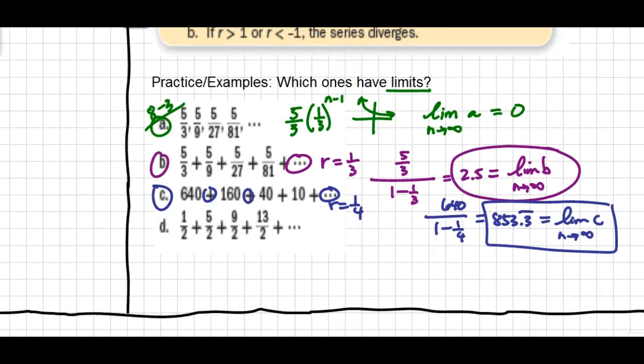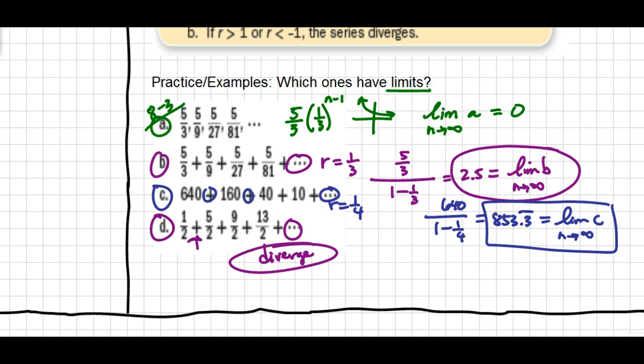Our last one here is D. Again, it is a series and it does go on forever, but we want to determine if it's arithmetic or geometric. And you'll see that there is nothing you can multiply by to get from one term to the next. We are adding here. So this one is arithmetic, so it's going to diverge. Arithmetic ones keep adding over and over again. They're just going to grow and grow over time, so they do not converge to a single number. They just get larger and larger.